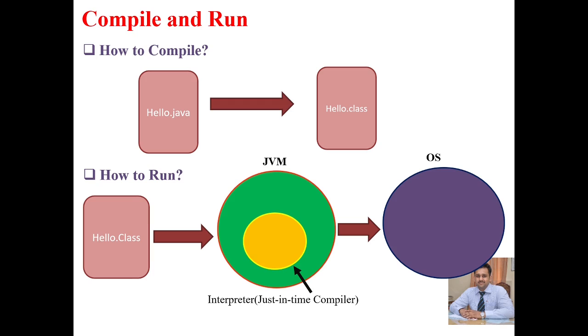For different operating systems, different JVMs may be installed. So friends, in this slide we have learned how the Java program is compiled and how it runs with the help of the JVM, and how the JVM converts the .class file into the operating system understandable file with the help of the interpreter.